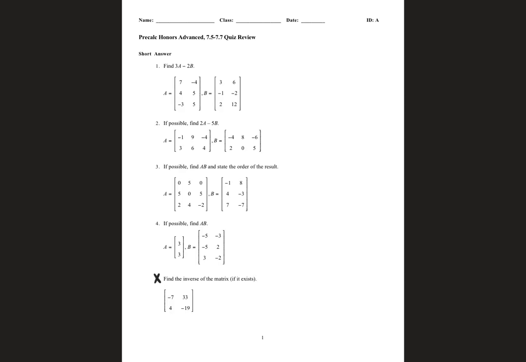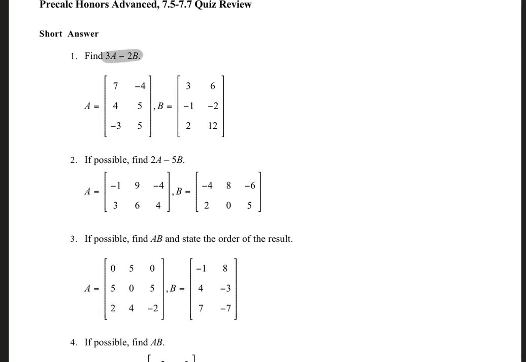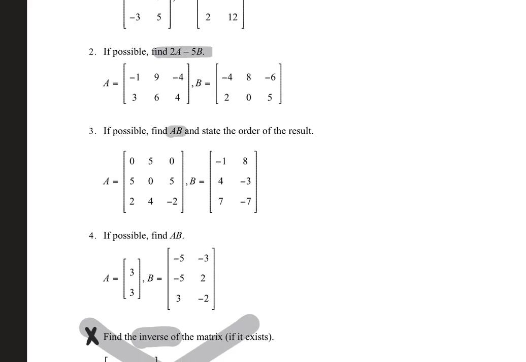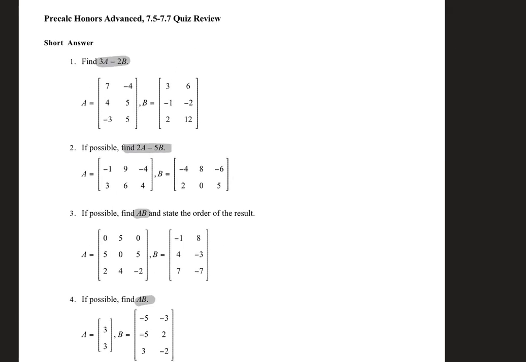All right, so the quiz review is posted. Your quiz is going to cover 7.5 and 7.7. In the instructions, it says cross through 5 and 6 because those are inverses, and that's 7.6. We didn't do that yet. So you can cross through 5. And then obviously you're going to get adding, subtracting, and multiplying. Remember, you can only add and subtract if they're the same dimensions. You can only multiply if the middle two match and the result's the outer two.